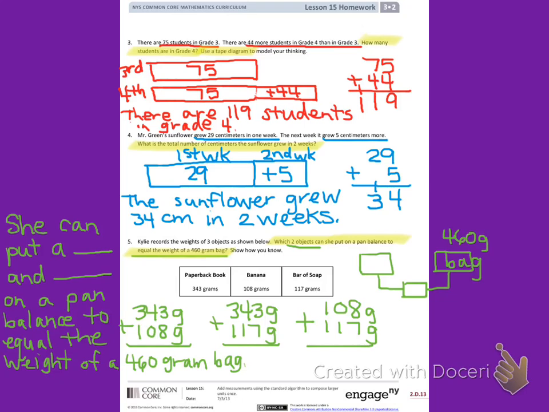Okay, that's all you need to do. If you don't have room on the front, don't forget, you can always put your work on a piece of scratch paper and staple it to your paper so your teacher can see that you know the right process to solve this problem. Good luck!